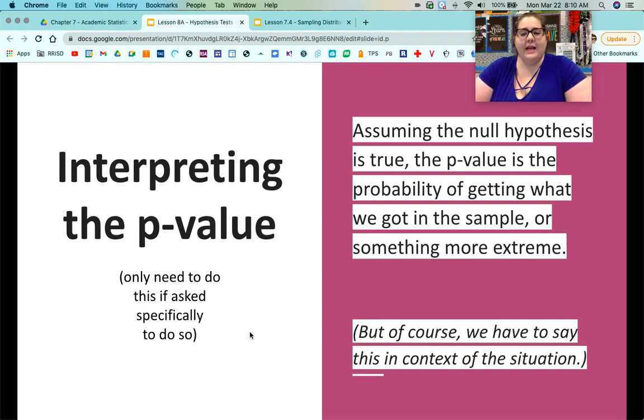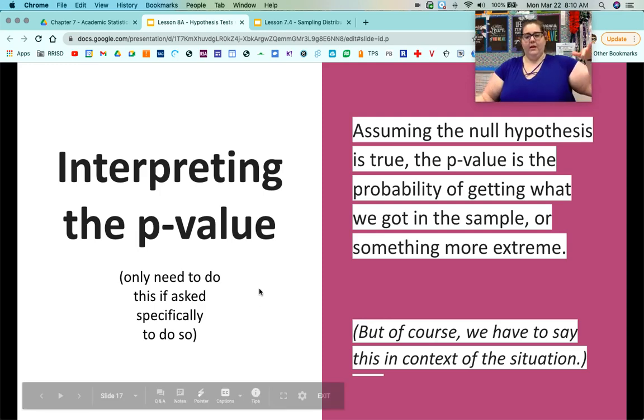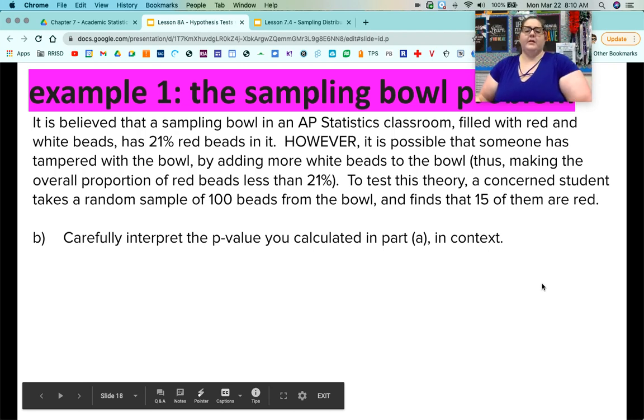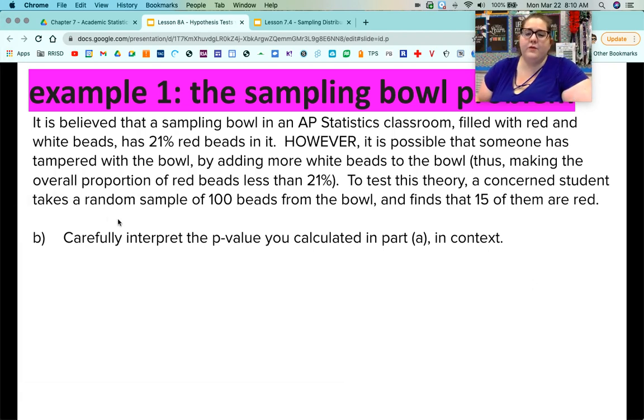All right, the p-value is, again, just telling us, assuming that the null hypothesis is true, the probability of getting what we got in the sample or something even further away. But of course, we want to say that in context. So let's look back at our example, right? Our p-value is 0.0428. We're going to interpret that p-value in context.